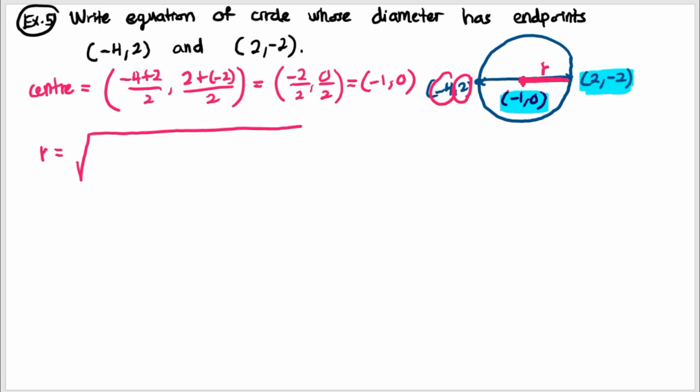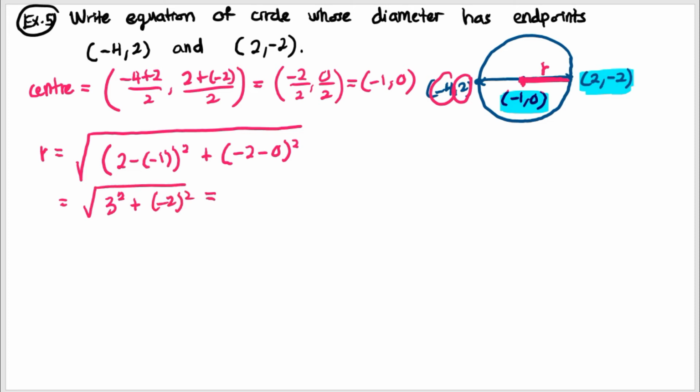So we have (x2 - x1)^2, so we have (2 - (-1))^2 + (-2 - 0)^2. Simplifying this one, you get 3^2 + (-2)^2. So you get the square root of 9 + 4, therefore you have the square root of 13. So this is the square root of 13, which is the radius.